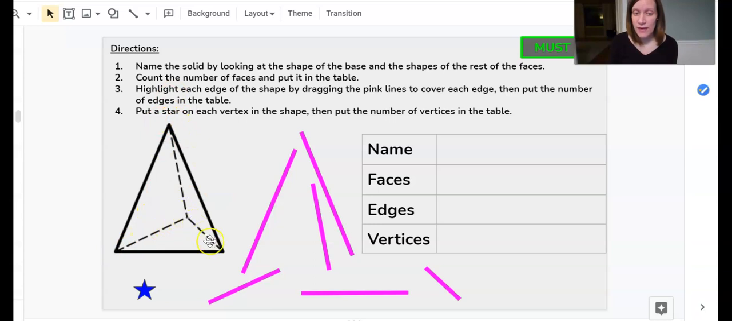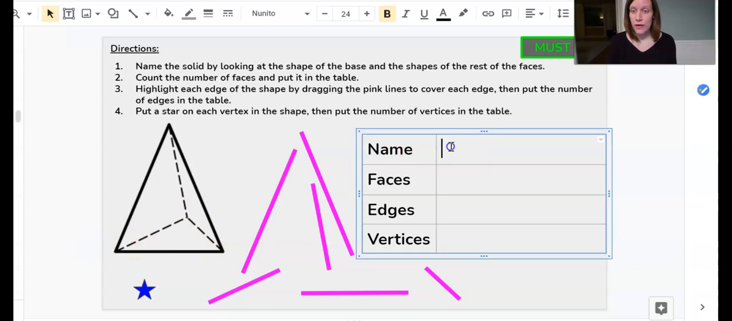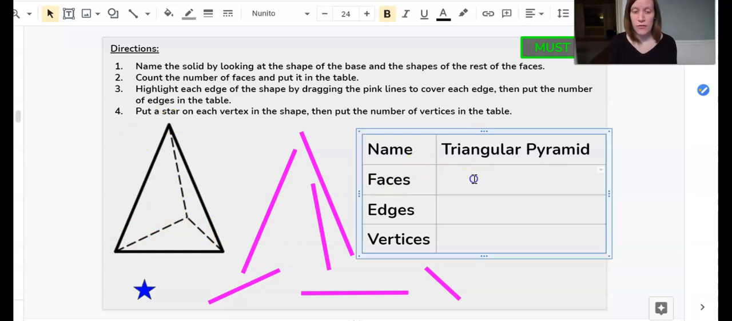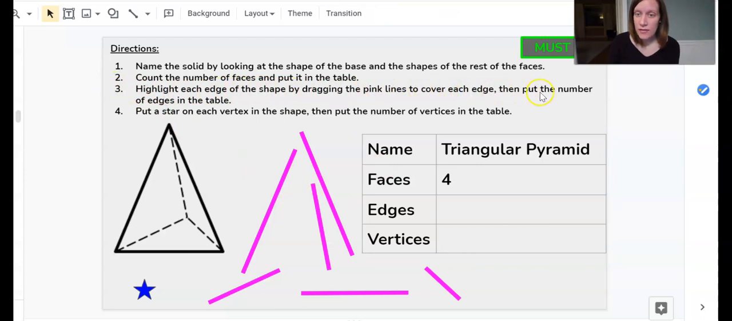And then I look at the base and say it's a triangular pyramid because there's a triangle at the bottom. So in yours, you would just click there and type triangular pyramid. And then you would use that to help you figure out the number of faces. Well, that means there's going to be one face at the bottom plus the 3 faces that have to come up from the 3 sides of our triangle, so 4 faces. And then you highlight each edge of the shape by dragging the pink lines to cover each edge and then put the number of edges in the table.